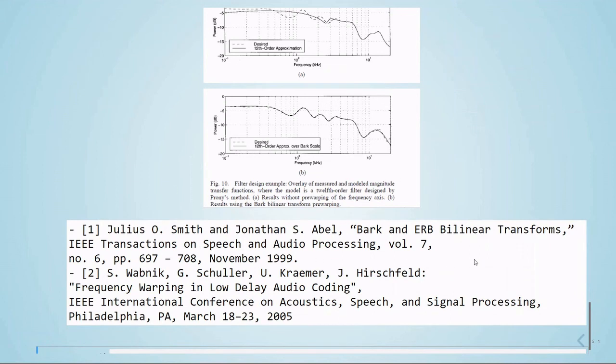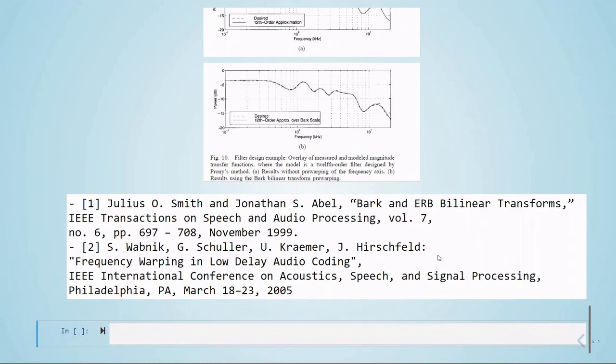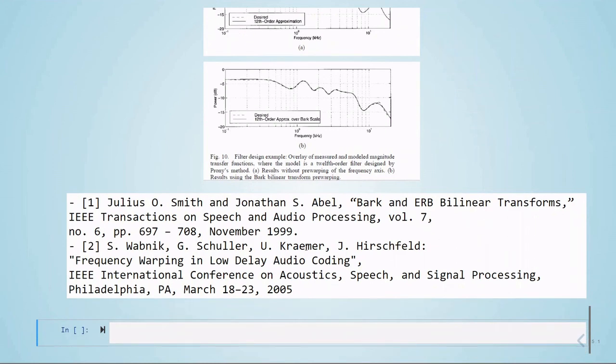One is the Bark and the ERB bilinear transforms by Julius Smith and Jonathan Abel, and also with Schuler, Kramer, Wapnick, and Hirschfeld, frequency warping in low delay audio encoding, at the IEEE International Conference on Acoustics, Speech, and Signal Processing.